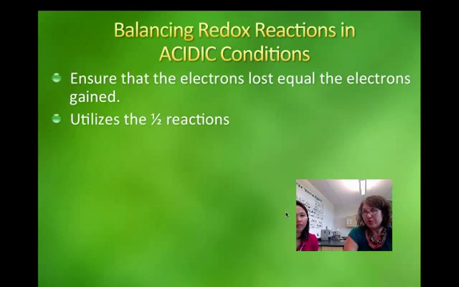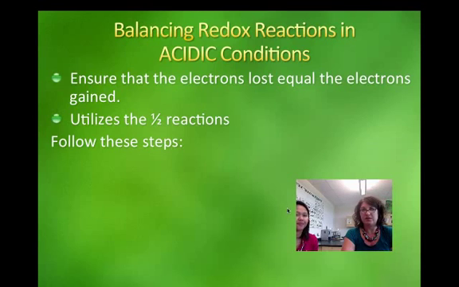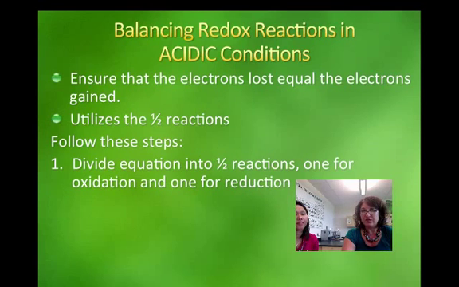We have to use the half reactions in writing the net ionic equation. So we're going to break things apart into a reaction for each substance: which thing is reduced and which thing is oxidized. Step 1, divide into two equations, one for oxidation and one for reduction. And then the second one is? Then balance each half reaction.